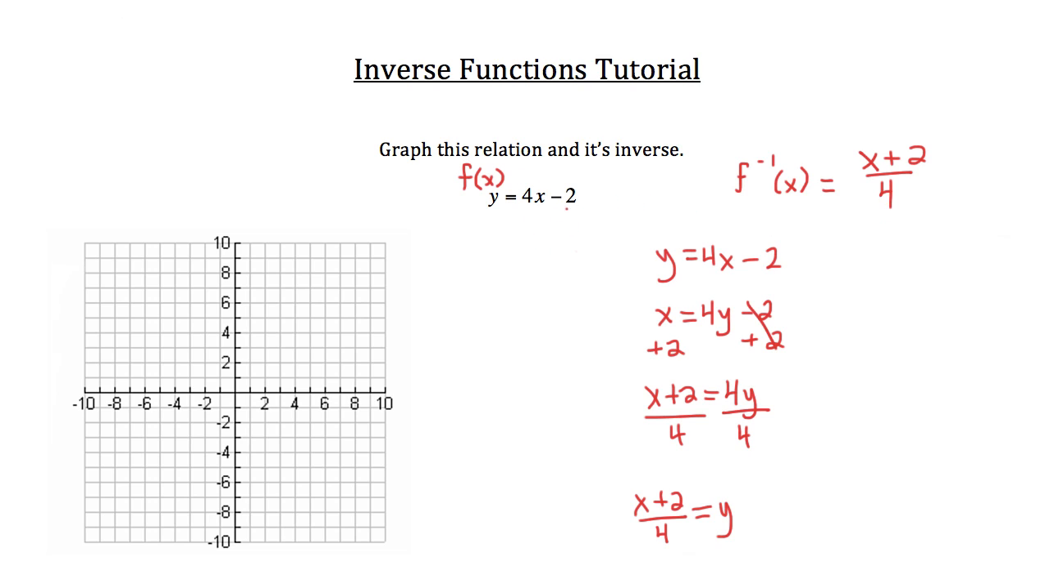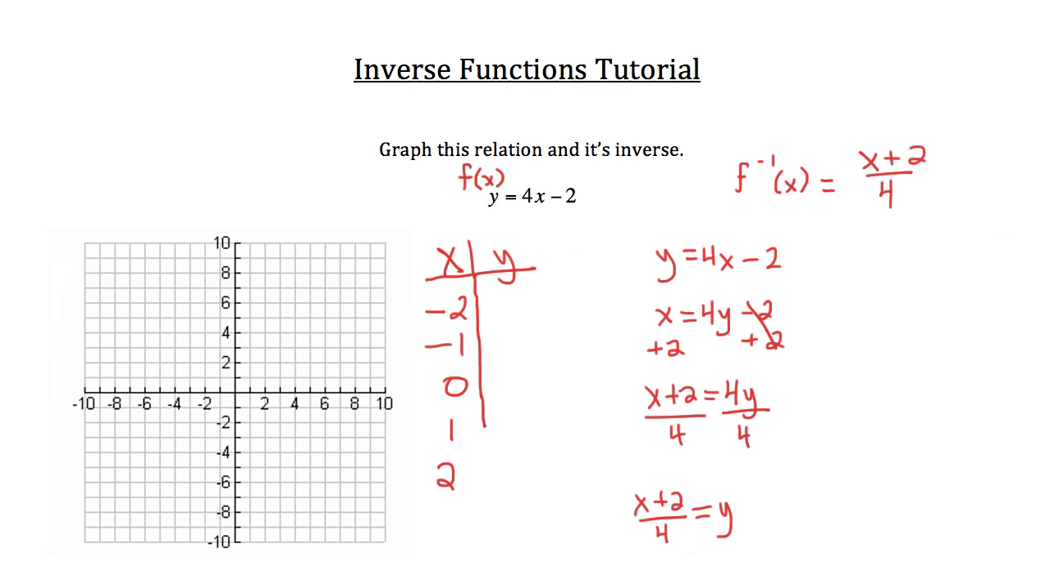So we want to graph the relation, and we want to graph its inverse. In order to graph it, let's just construct an x and y chart and plot some points. Now, you can obviously use a graphing calculator to do this, but I'm going to show you how to do it without a graphing calculator, because some of these functions and their inverses actually become pretty difficult to put into a calculator. For the original relation, we're just going to plot these points: negative 2, negative 1, 0, 1, and 2.